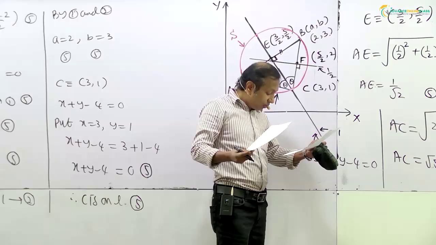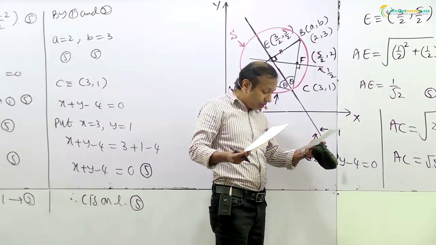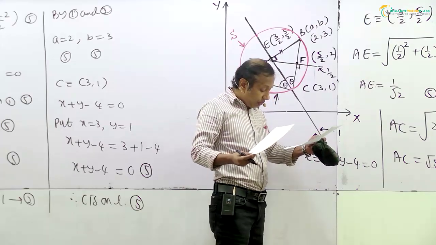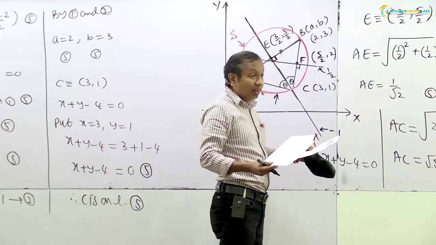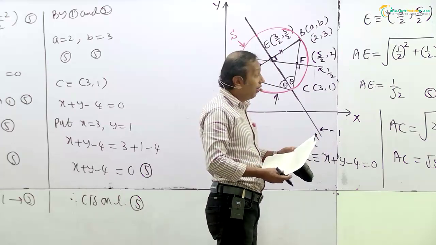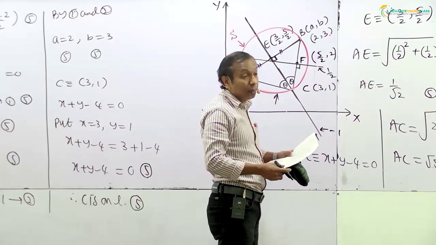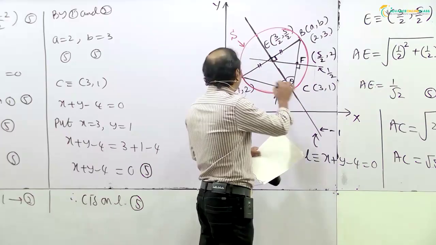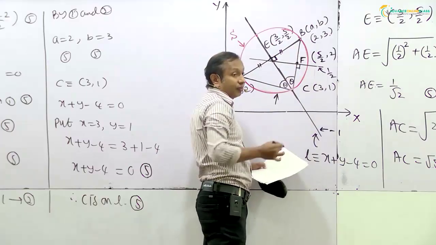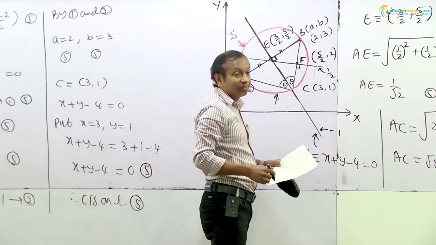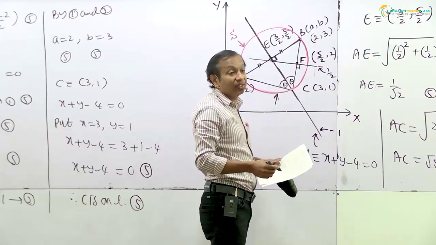Hence find the equation of the circle passing through the points A, B and the point D (0, 3). Hence find the equation of the circle passing through A and B, this point and this point, and through the point D. Tell me an easy way of getting this answer.